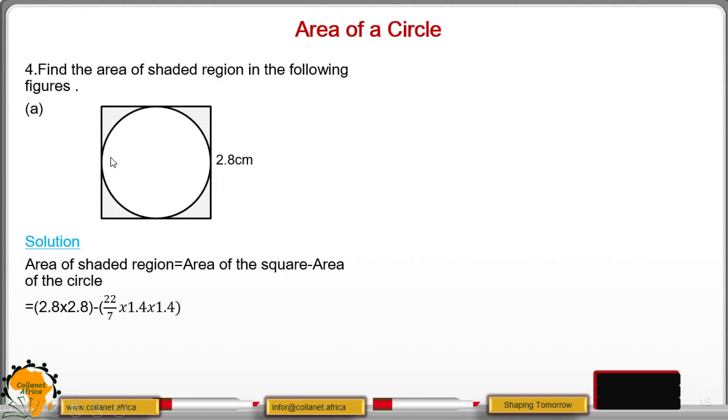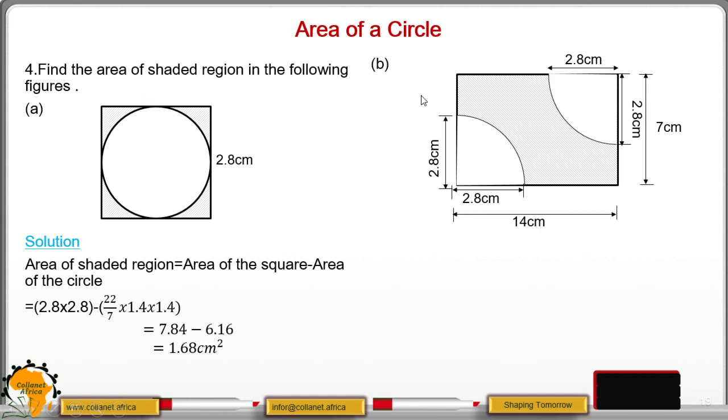And because the diameter is 2.8, then the radius will be 1.4. So it will be pi 22/7 times 1.4 times 1.4. When you multiply this, you get it is 7.84 minus 6.16. When you subtract, you get that the area of the shaded region will be 1.68 square centimeter. Then part B, we have this one.